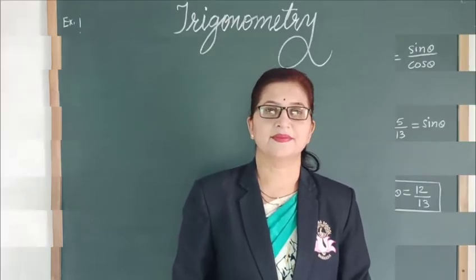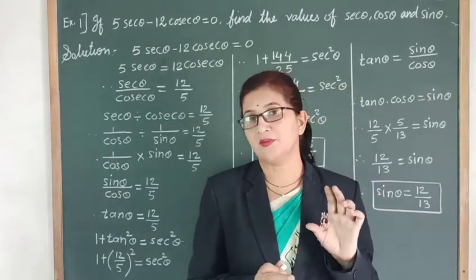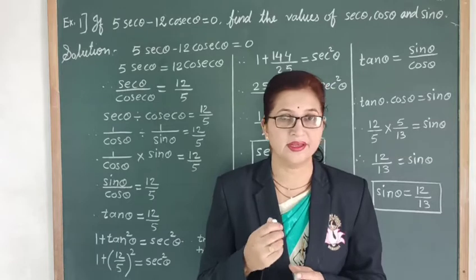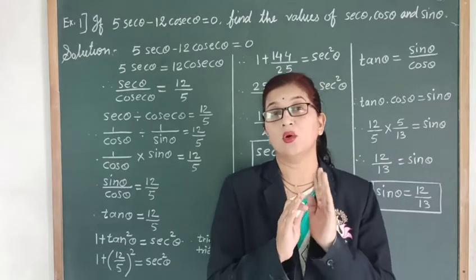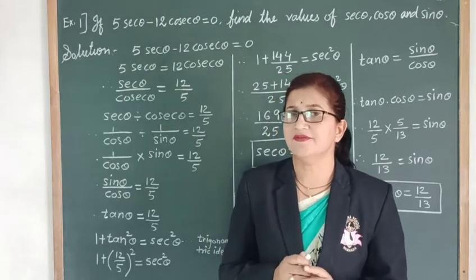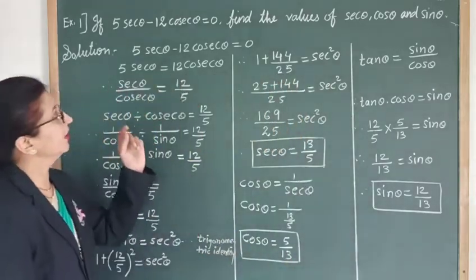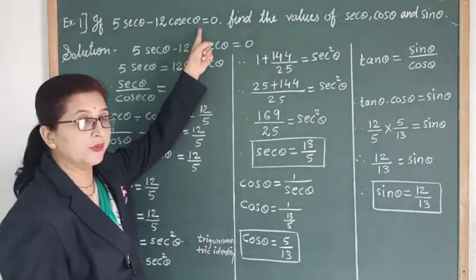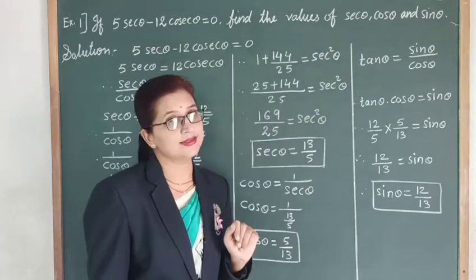Dear students, in the previous video we learned when the value of one of the trigonometric ratios is given, then how to find out the values of the remaining trigonometric ratios. Now here we have an example in which we are not given the value of one of the trigonometric ratios. Instead of that we are given an equation. So let's see here. If 5 sec theta minus 12 cosec theta is equal to 0, then find the values of sec theta, cos theta and sin theta.